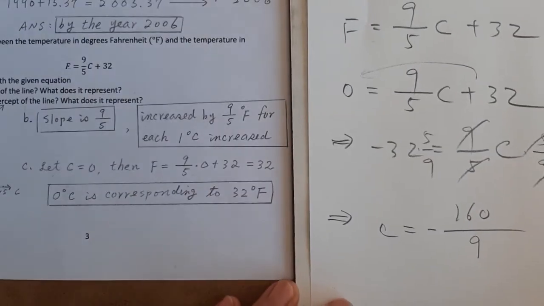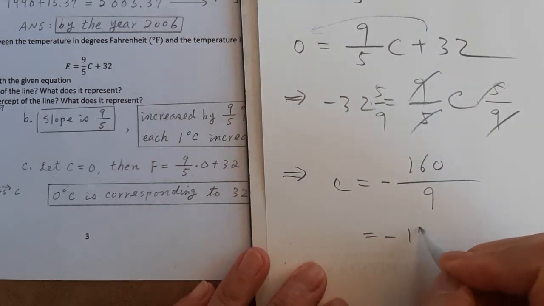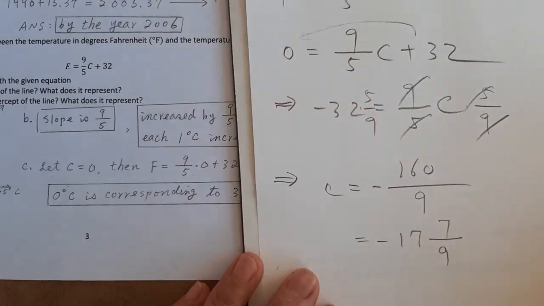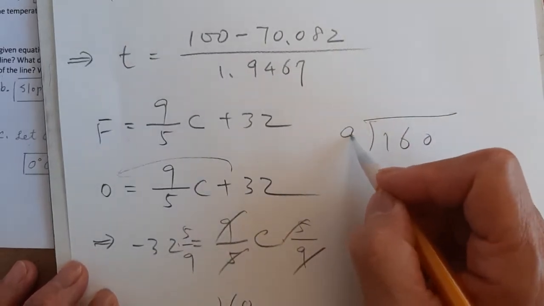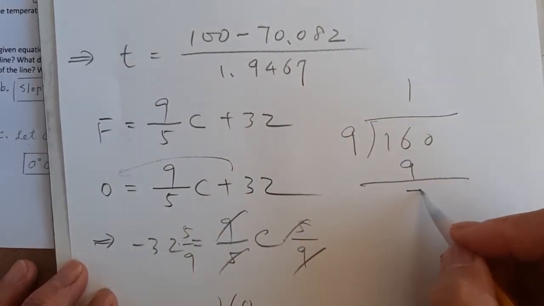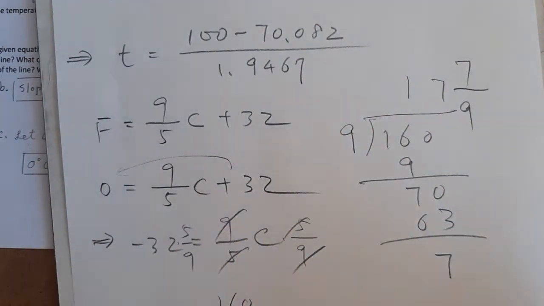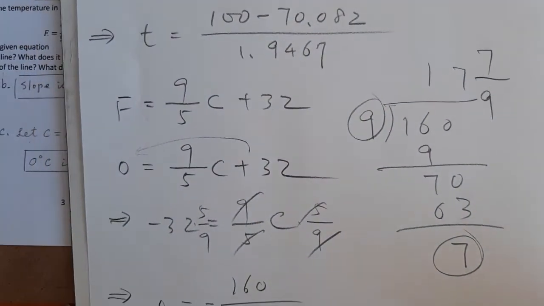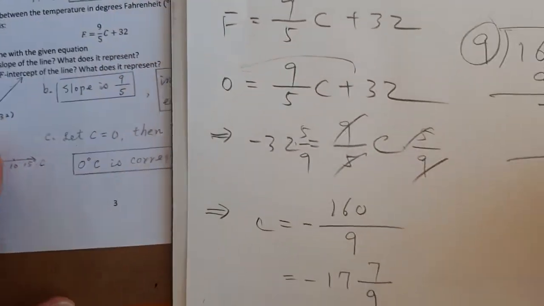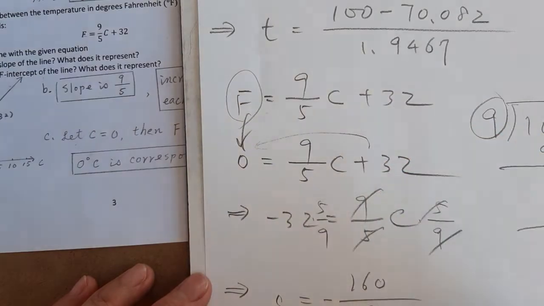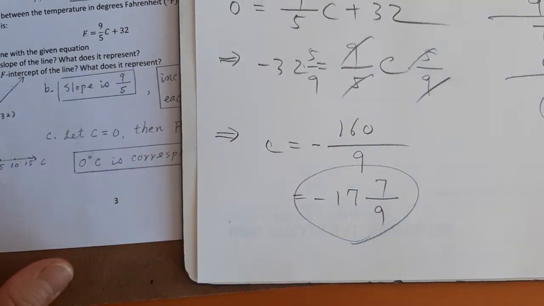Divided, is equal to negative 17 and 7/9. 160 divided by 9 is 17, remainder 7. So 7 is the remainder over the divisor. So C, when F equals 0, you let F equal 0. Solve for C. C should be negative 17 and 7/9.